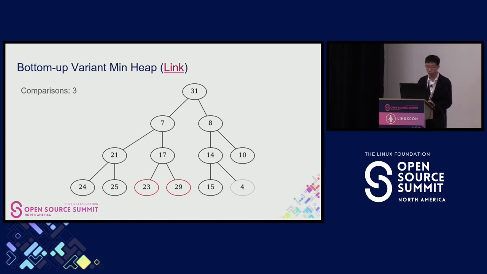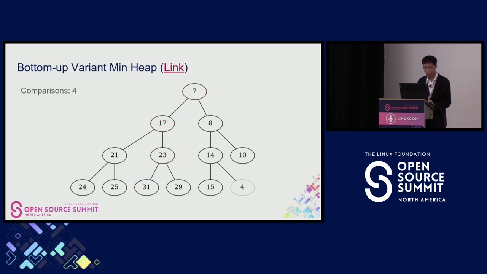So currently we need three comparisons. And then we need to find where 31 should swap to. So we will compare 23 with the root node 31, and we will find that 31 in the root node should be swapped to the leaf node. So we need one extra comparison to do so. So we have four comparisons now.